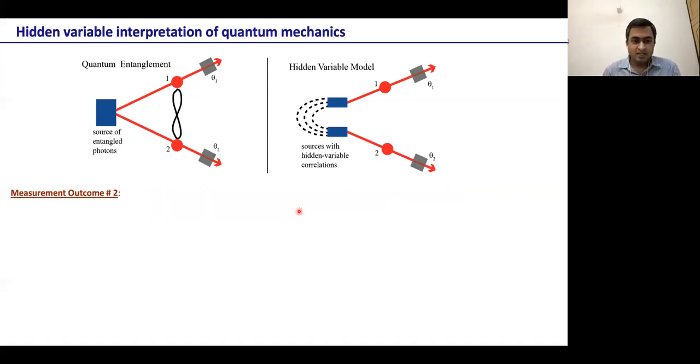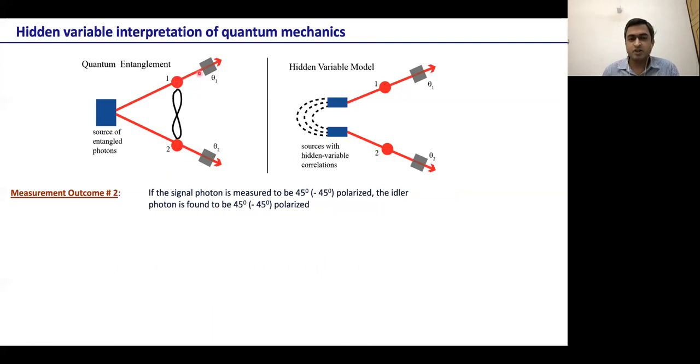Let's look at the other measurement outcome. Here, the measurement outcome is that if the signal photon, or the first photon, is measured to be 45 degree polarized, the other one is also measured to be 45 degree. But if the signal is measured to be minus 45 degree polarized, the idler is also measured to be minus 45 degree polarized. Can we explain this measurement outcome using quantum theory? The answer is yes. If you have a wave function which looks like this, 45, 45 plus minus 45, minus 45, then you should be able to explain this measurement outcome.